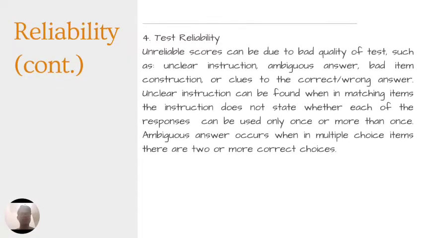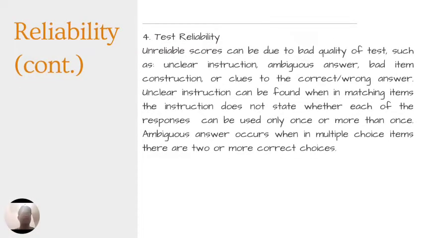The next is about the test reliability itself. Unreliable scores can be due to bad quality of the test, such as unclear instruction, ambiguous answer, bad item construction, or clues to the correct or wrong answer. Unclear instruction can be found when in matching items the instruction does not state whether each of the responses can be used only once or more than once. Ambiguous answer occurs when in multiple choice items there are 2 or more correct choices.